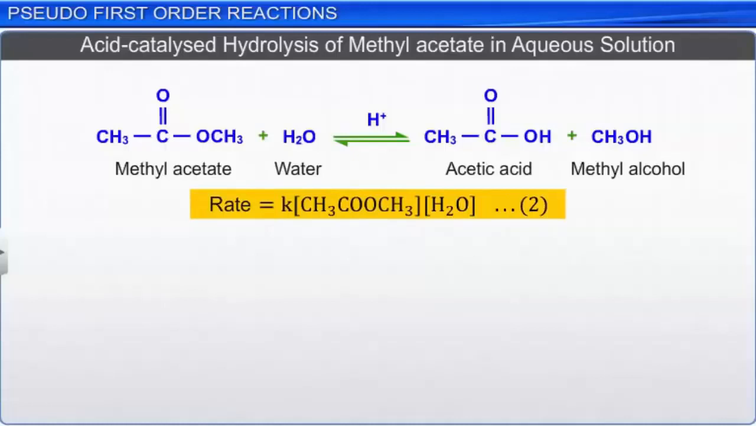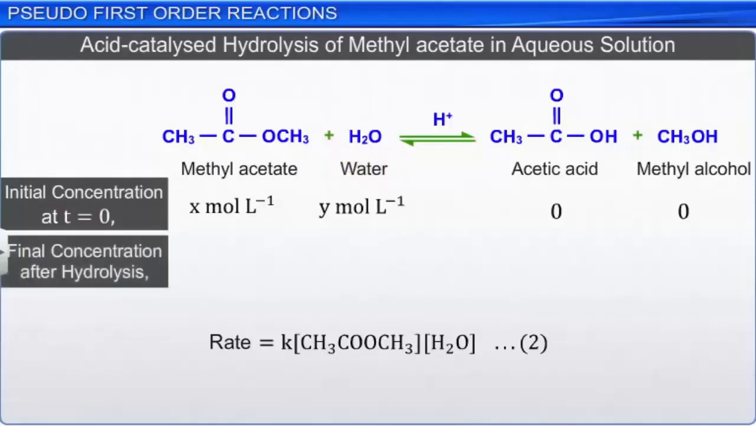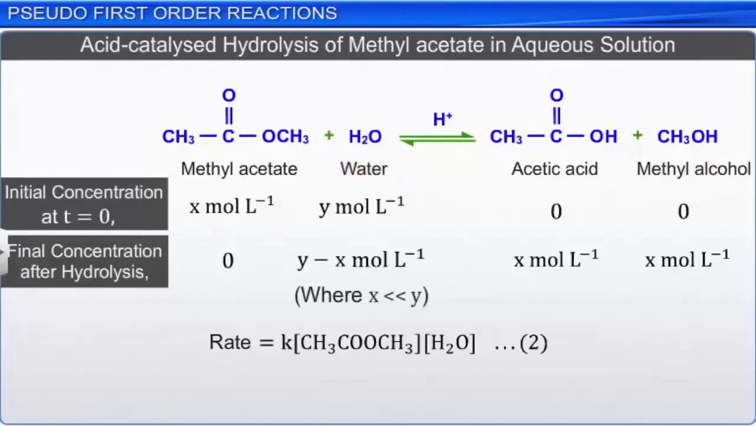Let the initial concentration of methyl acetate be X moles per liter, while that of water be Y moles per liter at time t equals 0. After hydrolysis, let the concentration of both acetic acid and methyl alcohol be X moles per liter each, while that of water be Y minus X moles per liter, where X is very, very small as compared to Y. You can see from the data that the concentration of water is not altered much during the course of the reaction.